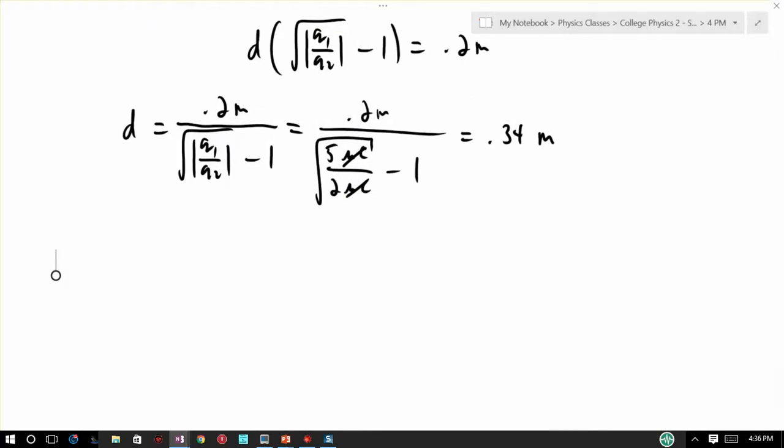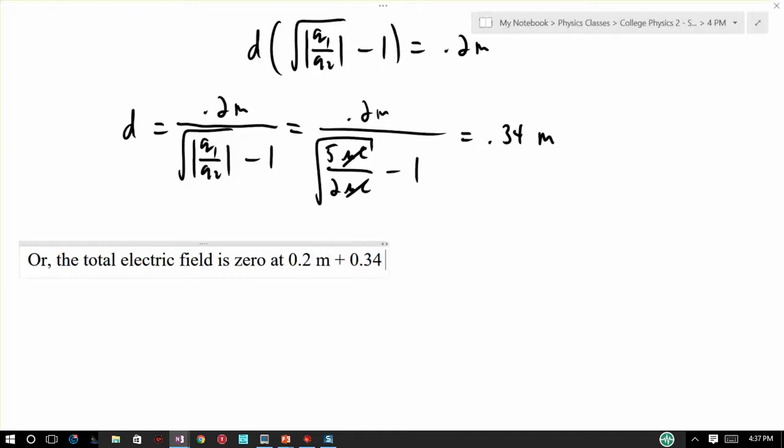So the other way to say this, the total electric field is 0 at 0.2 meters plus 0.34 meters equals 0.54 meters on the x-axis, right? Because then you know exactly where it is. You don't need to know where the charges are. You can just say, if you look at 0.54 meters, that's where the total field is 0, right?